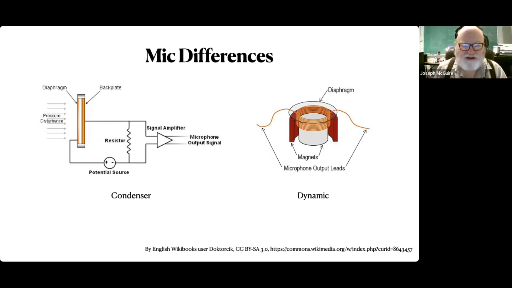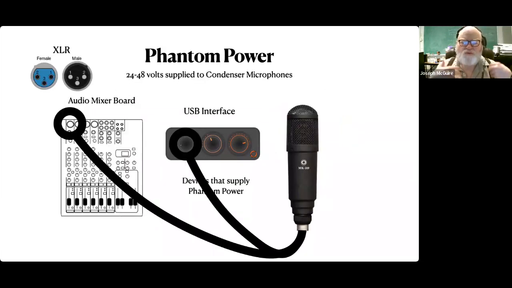Okay, moving along. Where do you get the power that powers the condenser microphones? You get it from an audio mixer board or a USB interface, and it's called phantom power. You'll see the connectors that we generally use are called XLR.